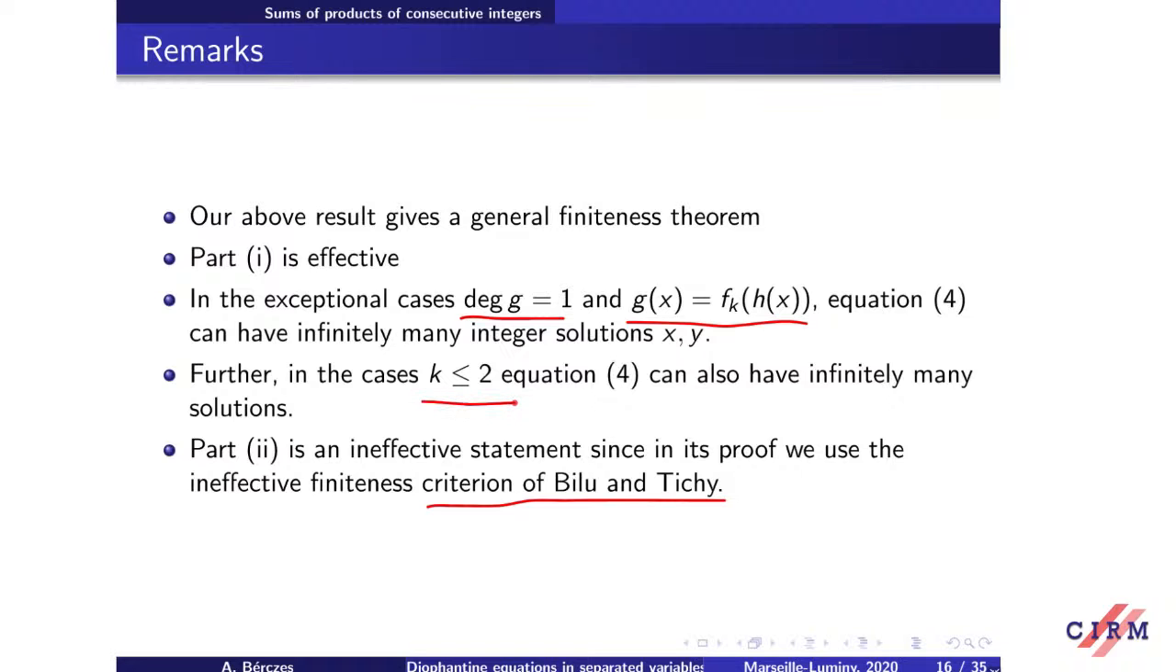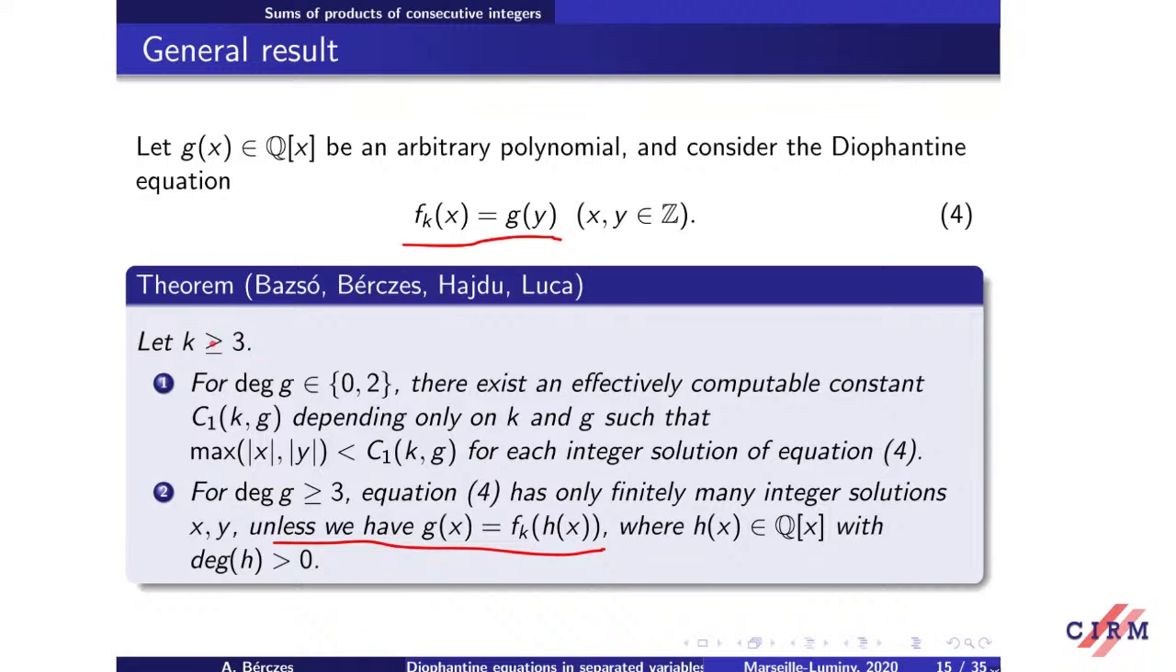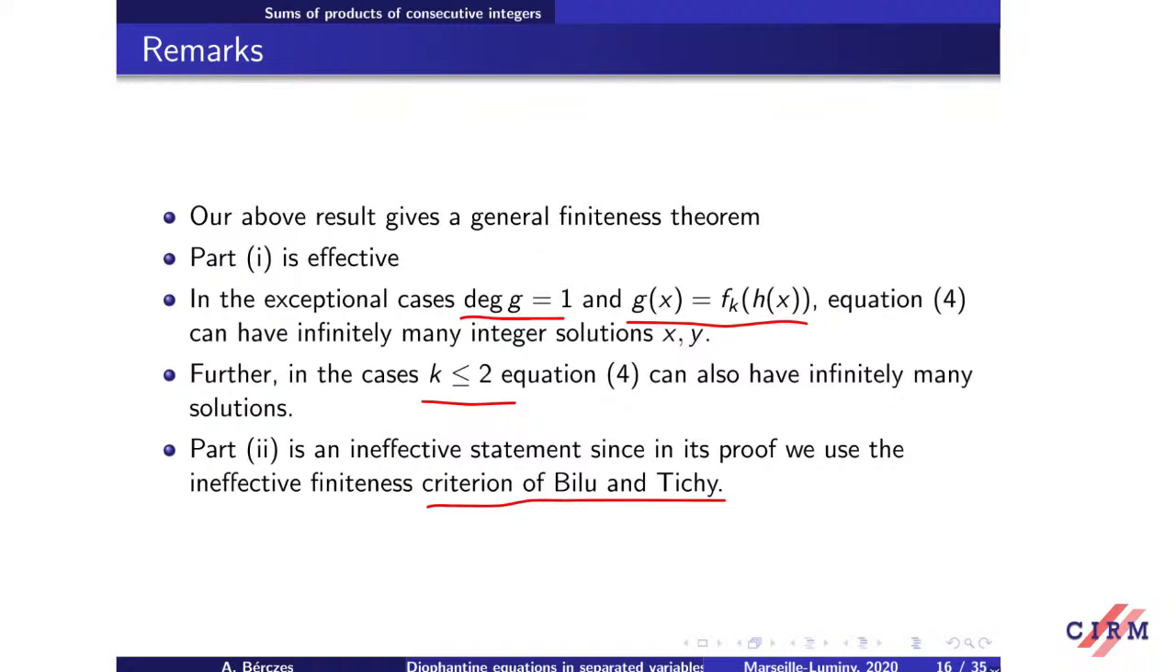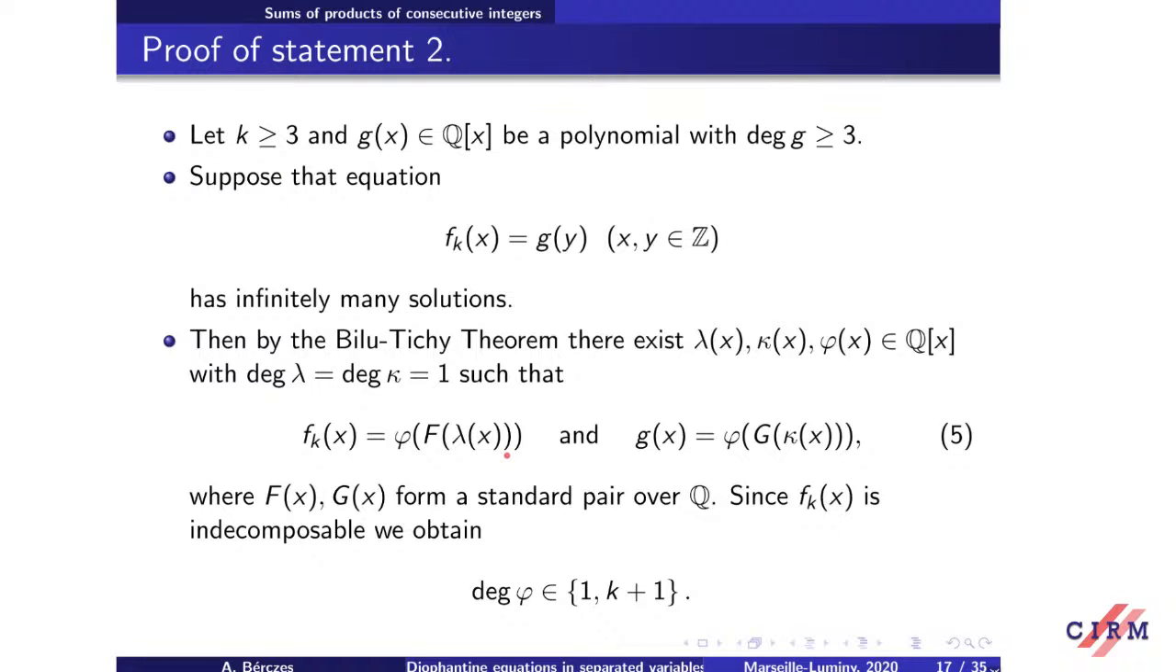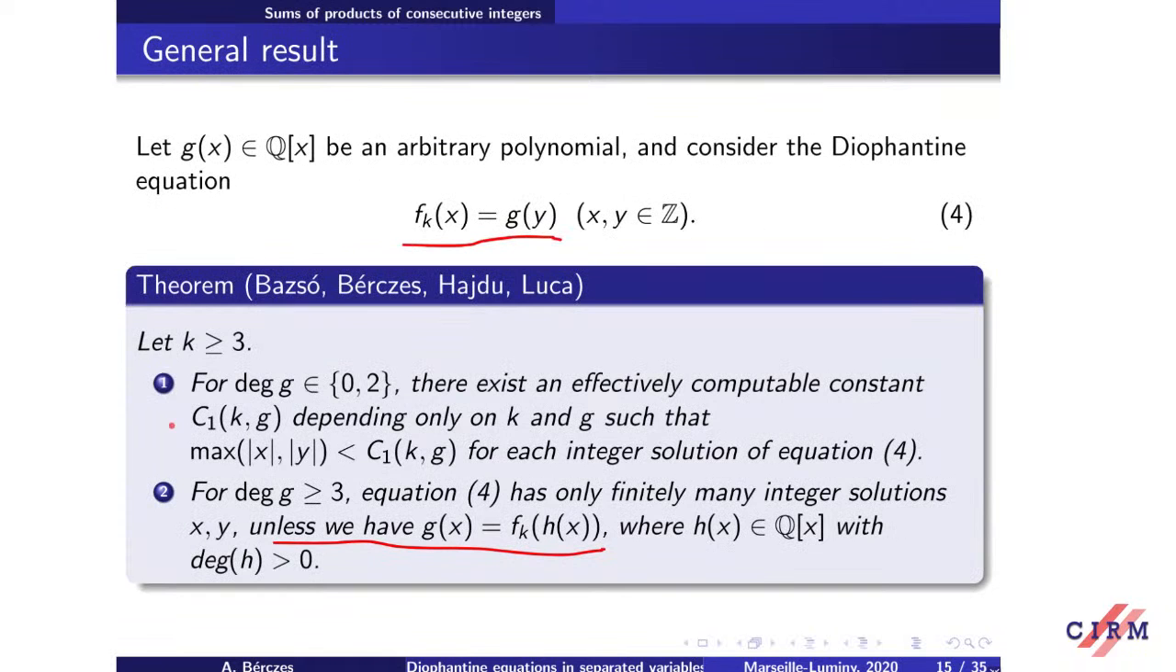And it may happen also for k smaller or equal to 2. At the beginning of the theorem, we assume k is larger or equal to 3. Well, when k is smaller or equal to 2, it may happen that there are infinitely many solutions. These conditions are necessary in case of our theorem. Now, a few words about the proof of statement 2. I will not tell anything about the proof of the first statement, but about the second statement, where we use the Bilu-Tichy theorem, I would like to sketch the main ideas of the proof.